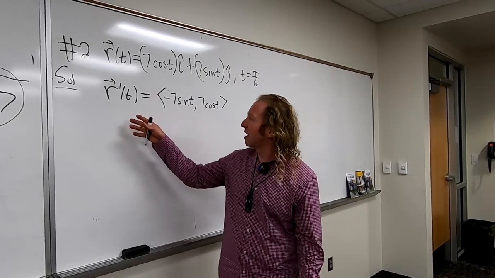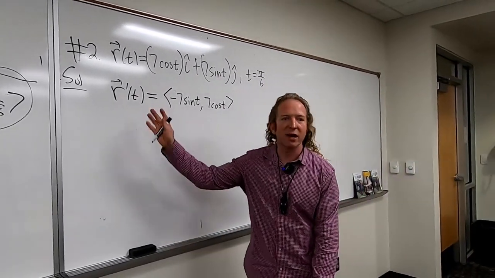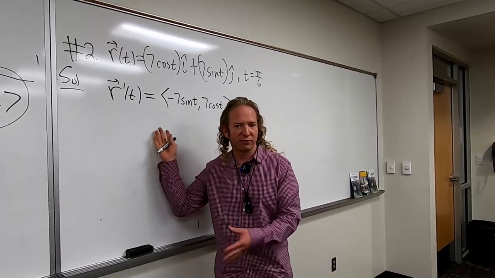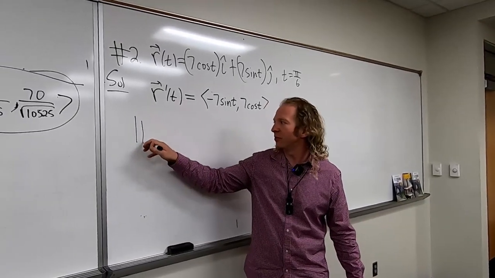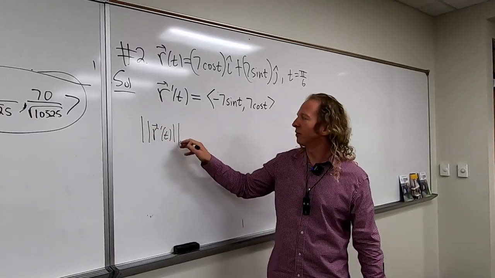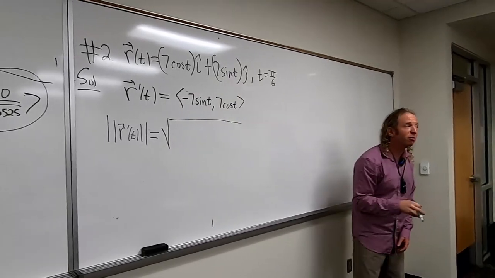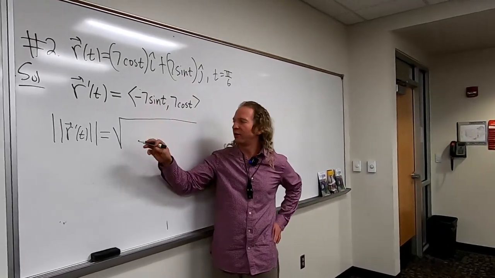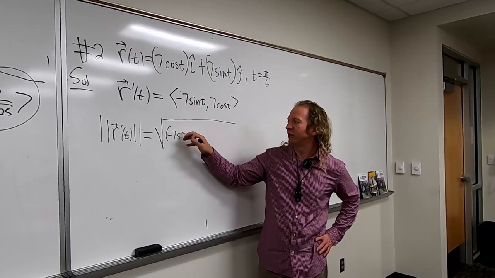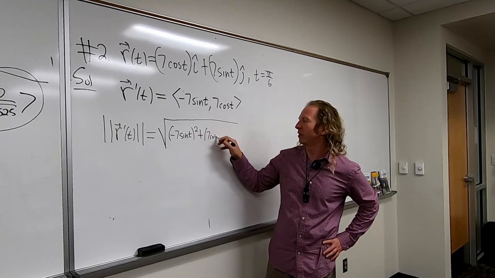So I guess now we can plug in the number. However, I think it might be instructive to just find the magnitude, because something beautiful is going to happen because of the cosine and the sine. So watch this. When we take the magnitude, we get the square root, and we square each of the components. So we get negative 7 sine t squared plus 7 cosine t squared.